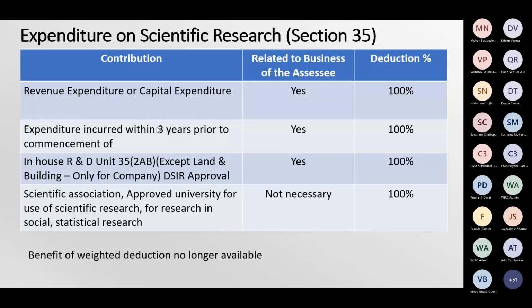And the last point is the cases wherein you are donating certain amounts to scientific associations, approved universities for scientific research or for social and statistical research. In that case, it is not necessary that the research should be related to your business, but still you get 100% deduction. So again, the point I'm trying to make is you should be very clear about the provision and accordingly guide your client.